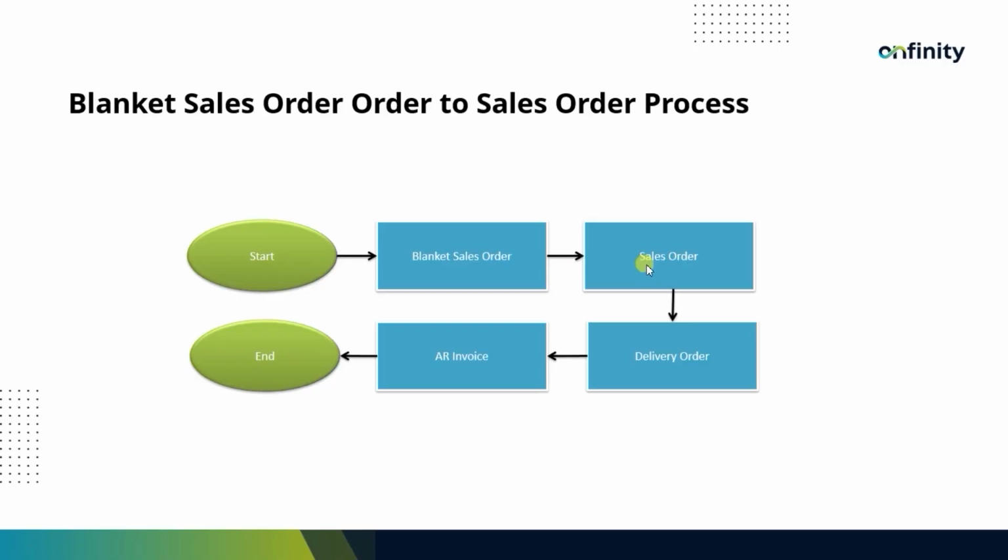Next, the sales team creates monthly sales orders under the blanket sales order. Each monthly order specifies the quantities required for that period, ensuring that deliveries align with the client's schedule without needing to create a new order from scratch every month. Following this, the delivery orders are generated. These documents confirm the shipment of products and update the warehouse stock accordingly.